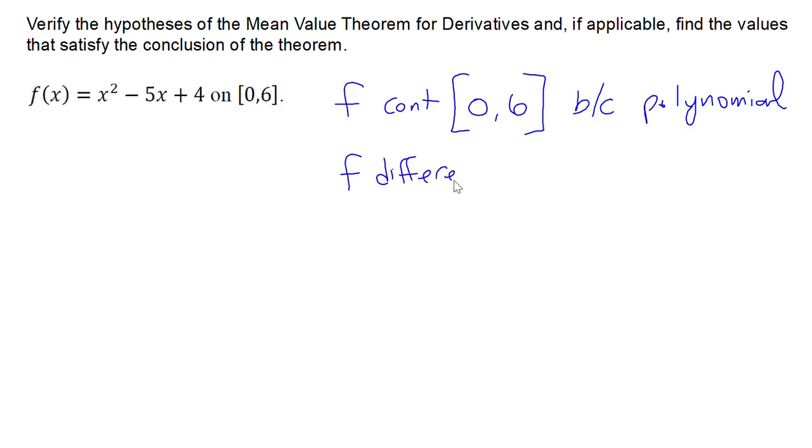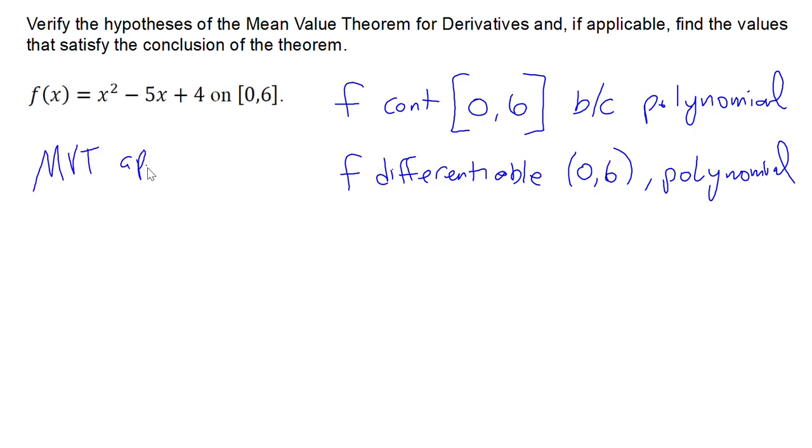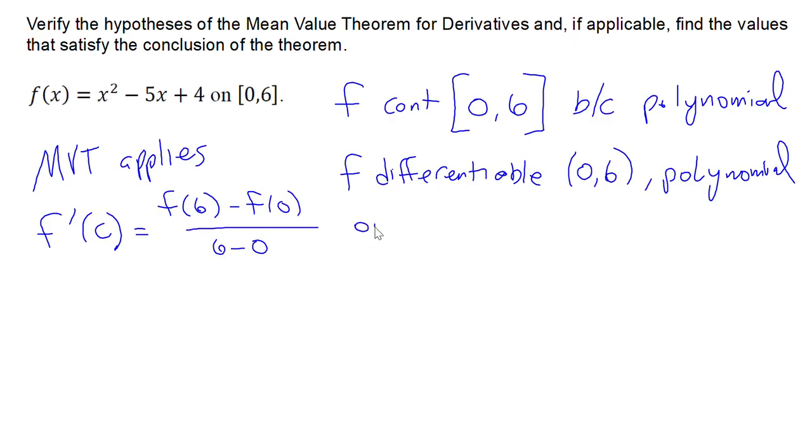We're going to say that f is differentiable on the open interval from 0 to 6, also because it's a polynomial, right? All polynomials are continuous and differentiable for all real numbers, and that is clearly a polynomial, so it must be. So that tells us that the MVT applies, and the idea is that there must be a place where f prime of c is equal to f of 6 minus f of 0 over 6 minus 0 on the interval from 0 to 6, right?